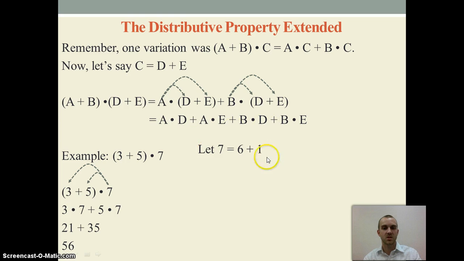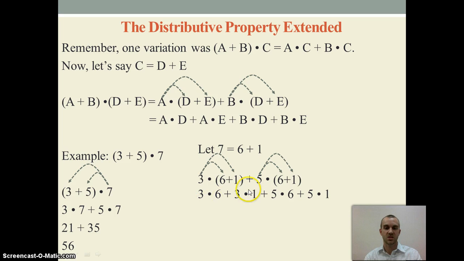Now say instead I want to split my 7 into 6 plus 1. So we go back to this step. See, we've already distributed the 7 to both of them. But I can replace that 7 with the quantity 6 plus 1. And now I'm going to distribute forward. So I get 3 times 6, 3 times 1, 5 times 6, and 5 times 1. And I just keep simplifying now. 18 plus 3 plus 30 plus 5. And now I'm at all addition. I can add in any way I want using associative and commutative properties. But I can end up with 56 as well.